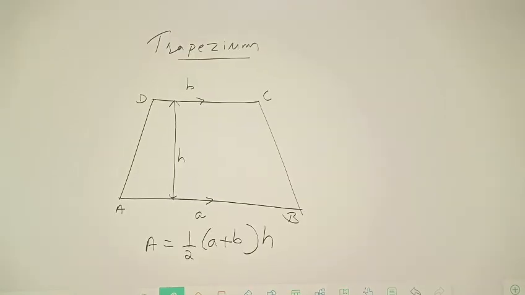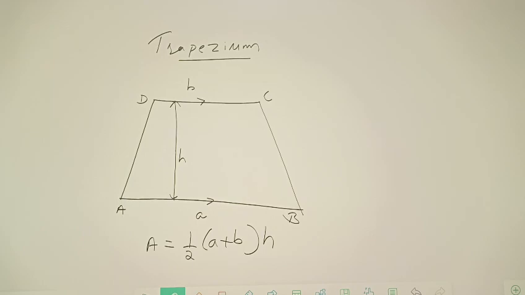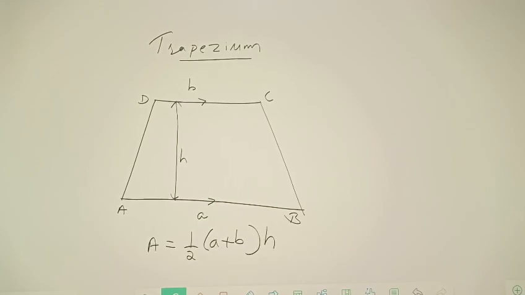The next figure is trapezium. Trapezium is a quadrilateral whose one pair of opposite sides is parallel. So you can see on the board a trapezium ABCD is drawn, where AB and DC are its parallel sides, and the distance between parallel sides is the height. To find the area of a trapezium, you have the formula area equal to half into (A plus B) into H, where A and B are the lengths of parallel sides and H is the distance between parallel sides.